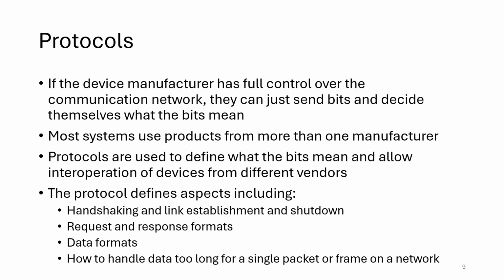Now, getting bits from one end to the other is part of what we need to do, but that doesn't really give us much information about what the actual bits mean. If it's a dedicated communication network, then the device manufacturer can probably just decide what the bits mean, but most systems use products from more than one manufacturer. So what we use is a protocol which defines what the bits mean, and it allows interoperation of devices from different vendors. There are many protocols such as TCP/IP that we use for accessing the internet, along with HTTP or HTTPS for handling things like web pages, FTP for file transfer, and so on.